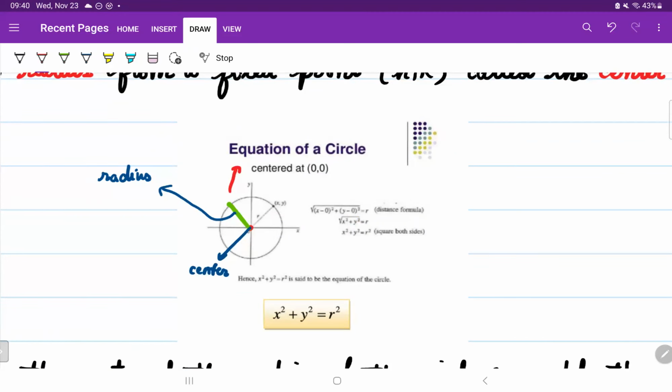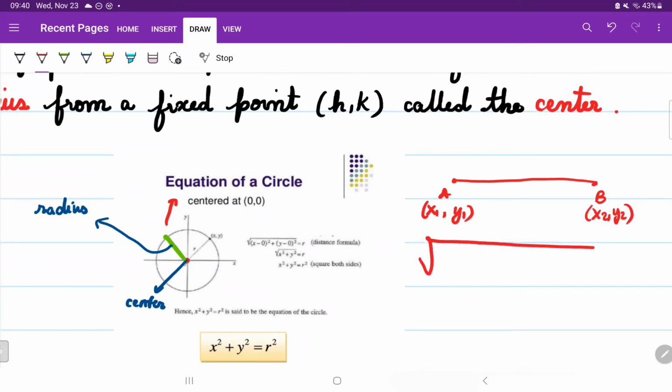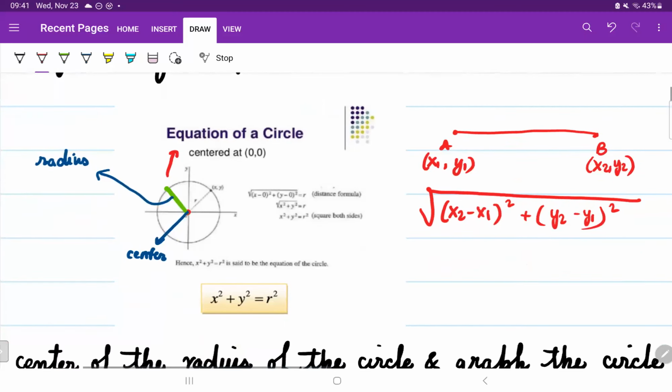Okay. So if you recall from the last video, we had 2 points. Let us call them A, B. Join them. The coordinates of this point would be x1, y1 and x2, y2. The distance formula is the square root of x2 minus x1 squared plus y2 minus y1 squared. So we are going to use the same formula to find the equation of this circle here.